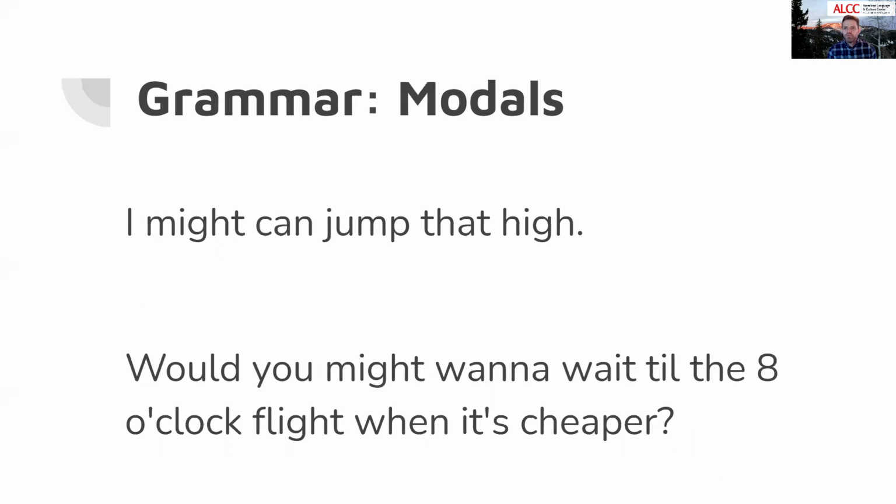Here's another type of regional difference having to do with grammar, and it's the use of modals. So generally, in standard American English, we only allow one modal per main verb phrase. You can't keep adding modals together, except English speakers do this in certain varieties of English. So here are two examples. One of them says, I might can jump that high. Or another one, would you might want to wait until the 8 o'clock flight when it's cheaper.